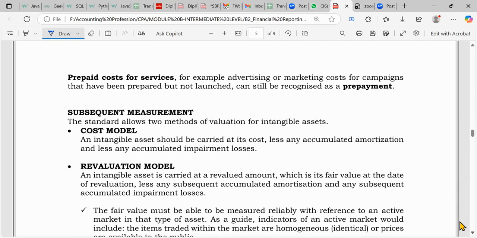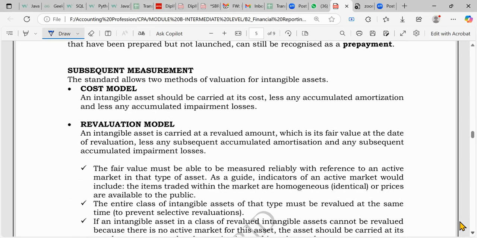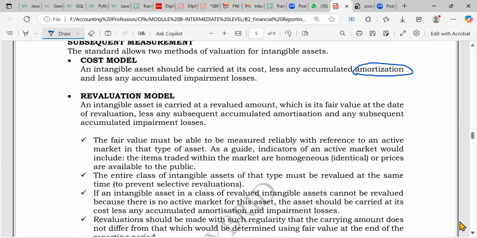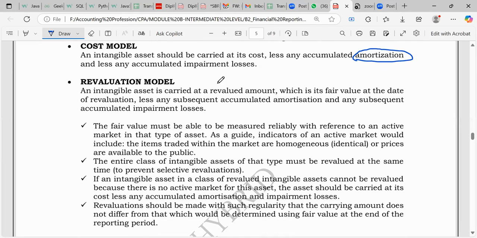And then for subsequent measurement, like I told you, it's just like for IAS 16 PPE. Under the cost model, you measure it at cost, less accumulated amortization and accumulated impairment loss. Instead of depreciation, we use amortization for intangible assets. Nothing else. And for the revaluation model, we do the same. We carry the asset at a revalued amount, less subsequent accumulated amortization and subsequent accumulated impairment losses, exactly like the revaluation model under IAS 16.